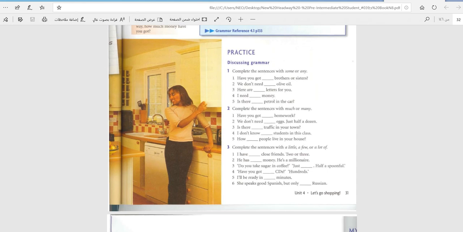Complete the sentences with much or many. Have you got much homework? We don't need many eggs, just have a dozen. Is there much traffic in your town? I don't know how many students are in the class. How many people live in your house?